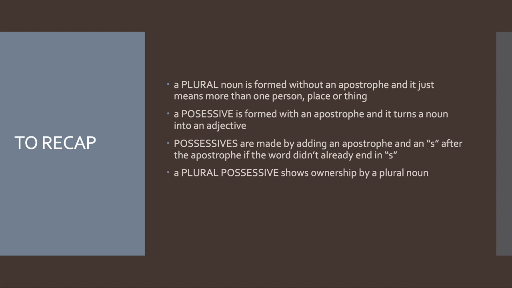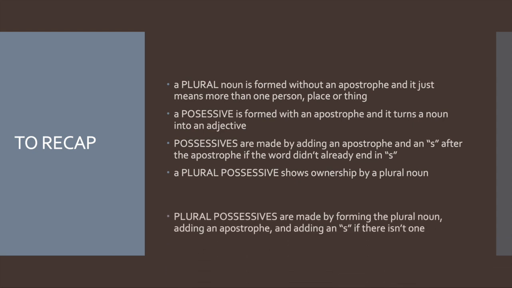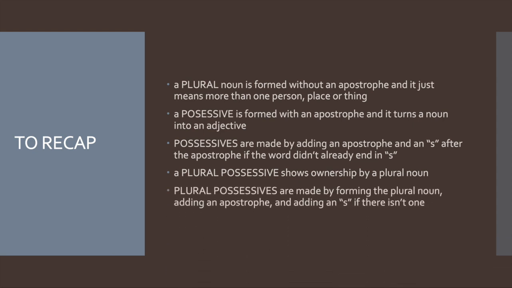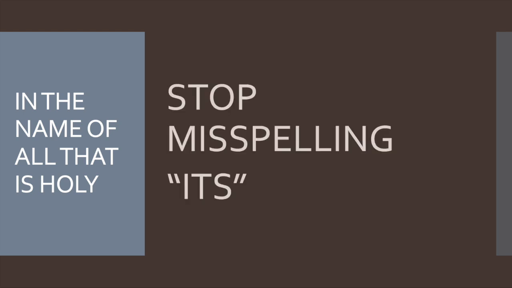A plural possessive shows ownership by a plural noun. So if I have 50 plants in my office and their leaves are all falling off, I would say my plants' leaves are falling off. Plural possessives are made by forming the plural noun, adding an apostrophe, and adding an S only if there is not one. All right, so finally, in the name of all that is holy, stop misspelling it.